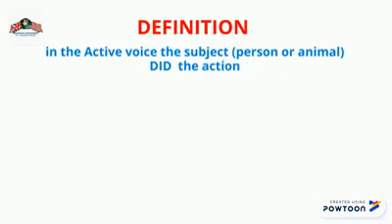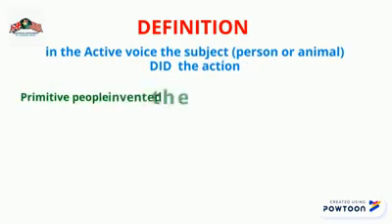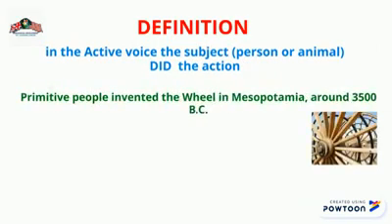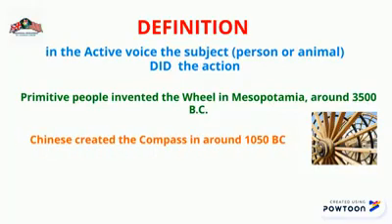Definition. In the active voice, the subject, person or animal did the action. Primitive people invented the wheel in Mesopotamia around 3500 BC. Chinese created the compass in around 1050 BC.